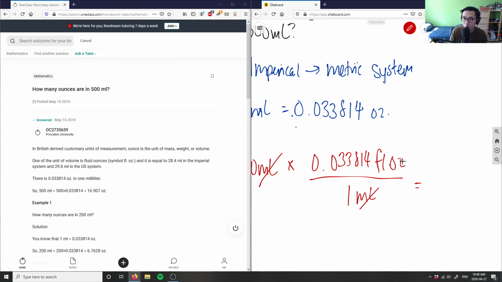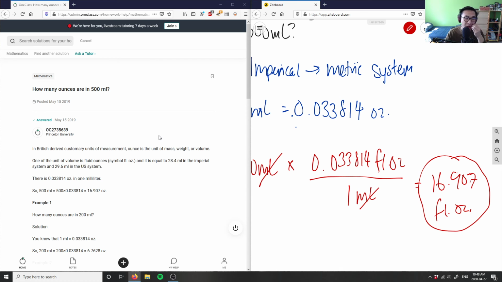And this is our correct solution, 16.907 fluid ounces. And this here is our correct answer for how many ounces are in 500 milliliters. 16.907 is my ounces per 500 milliliters. And again, they have the exact same answer here. So this solution here is correct.